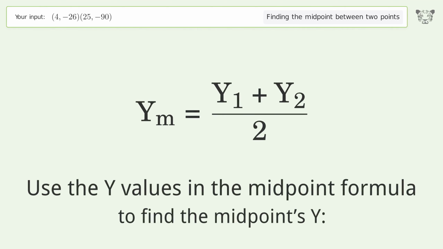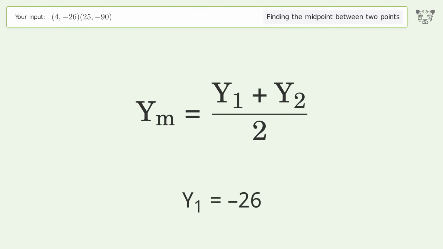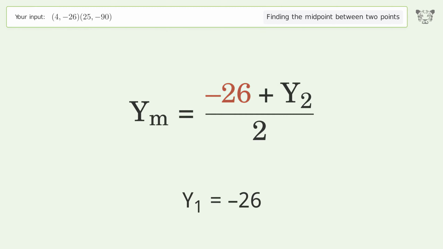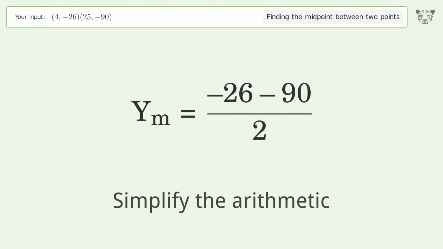Use the y values in the midpoint formula to find the midpoint's y. y1 equals -26. y2 equals -90. Simplify the arithmetic.